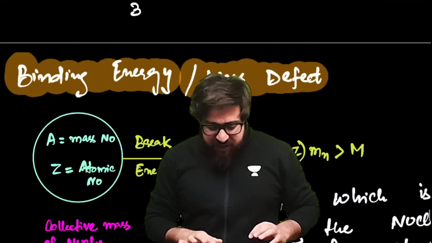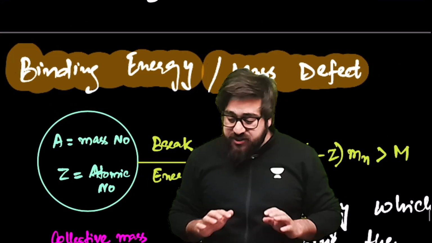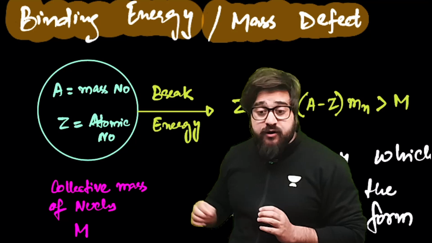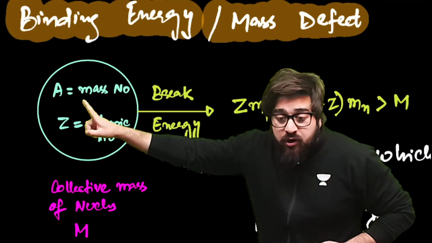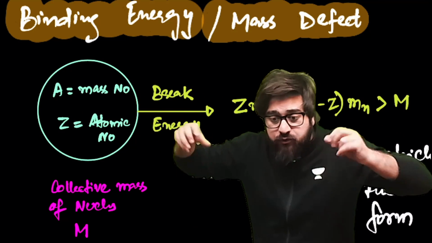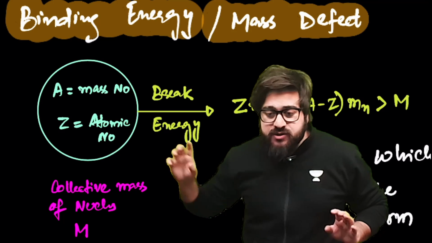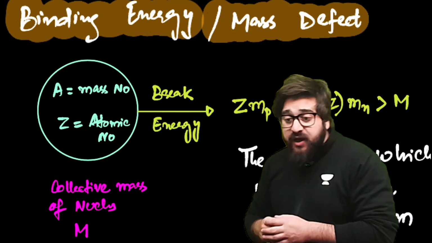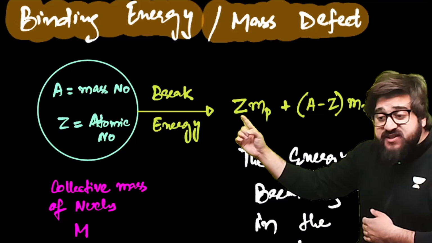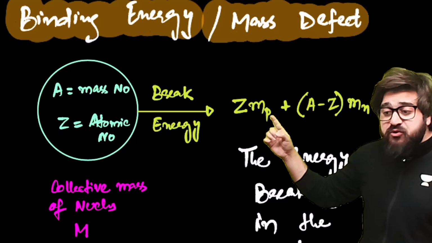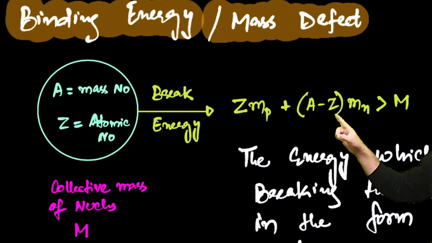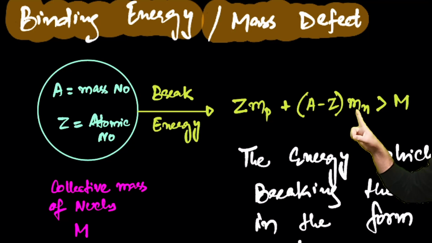Now we have the concept that we call the binding energy. My dear friends, what is binding energy? Let's suppose you have a nucleus whose mass number, the number of nucleons, is A, and number of protons is Z. If you break this particular nucleus, after breaking, you observe that the mass of Z protons is Z mp, and the mass of A minus Z neutrons is how much?